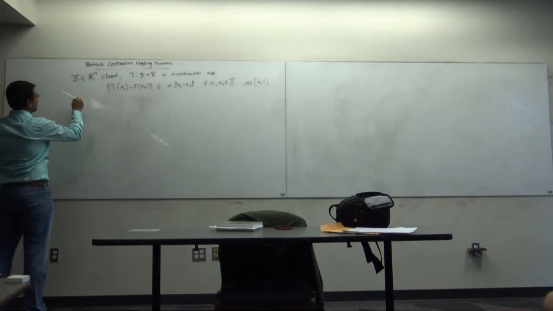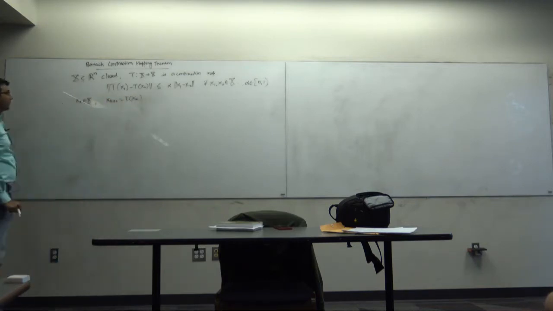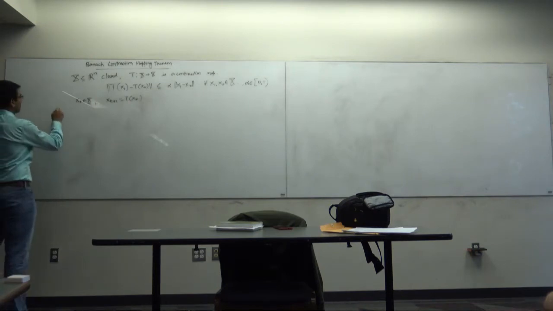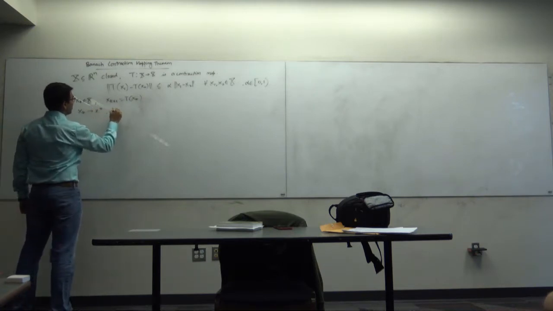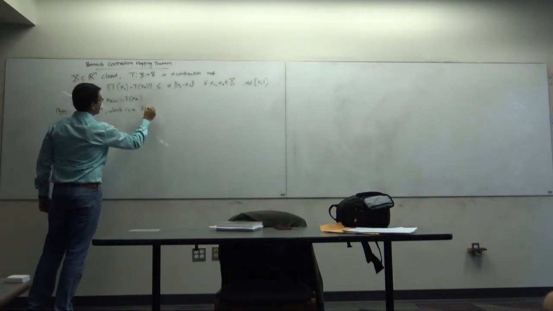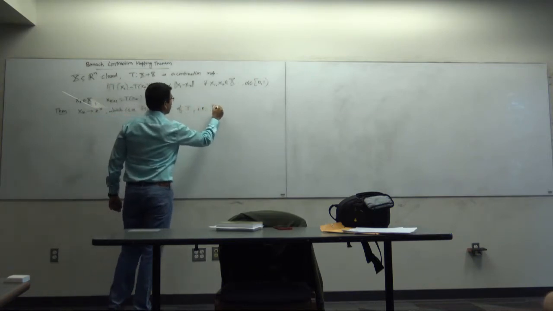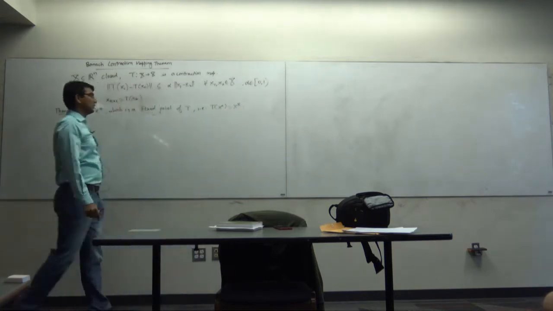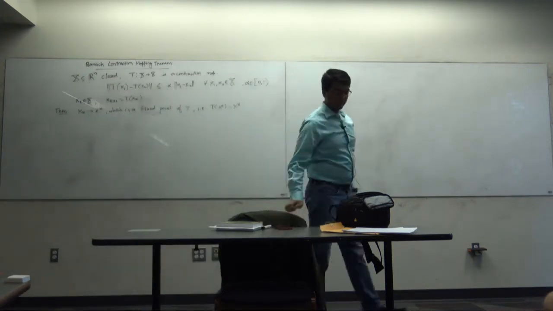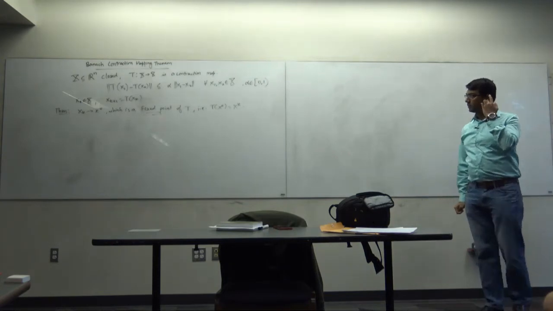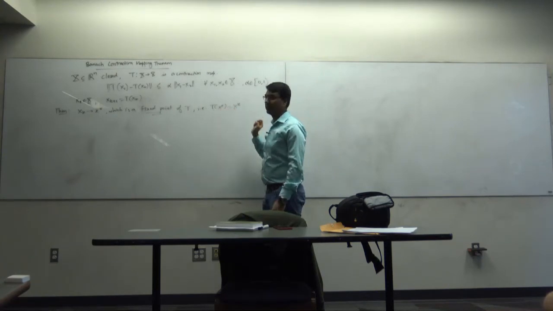And consider the iteration, so x0 in X, x_{k+1} equals T(x_k). So the theorem is, x_k converges to x star, which is a fixed point of T, that is, T(x star) equals x star. Okay, so the fixed point of T is a point x star such that T of x star is equal to x star itself.